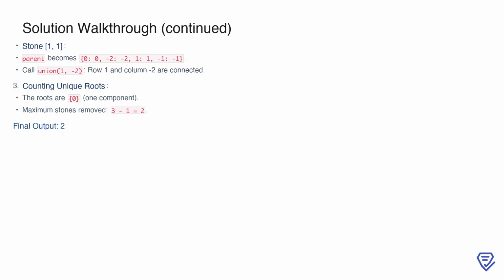This links all three stones into a single connected component. Using the find function, we determine that there is only one unique root, indicating a single connected component. Since there are 3 stones in one component, we can remove 3 minus 1, or 2 stones, leaving just 1 stone in the connected group. The final output for this example is 2.